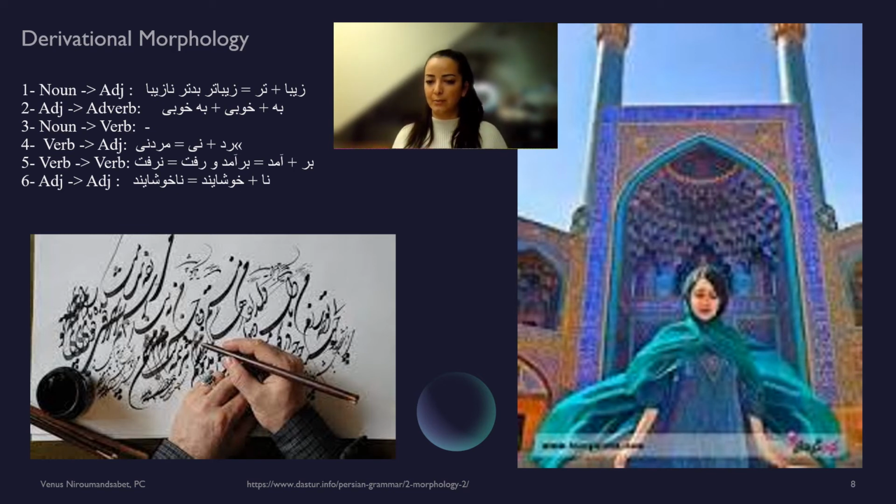I couldn't find any special morphemes that represent a noun to verb change, but the next one would be verb to adjective. Mord means death, died, and then if you add ani as a suffix to it, it's going to be mordani, which means a person who is going to die, and they are like very, very slim fit people. We call them mordani in Farsi.